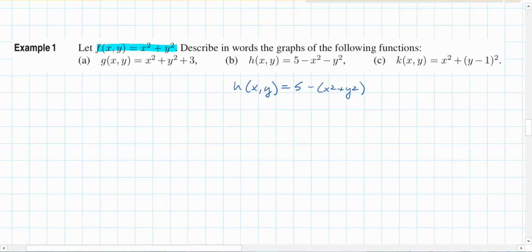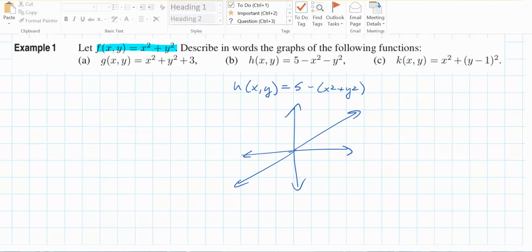It reflects, right? It was originally going up. What's it going to do? It's going to face downward, and the whole thing is going to move up 5. So if you did a really rough sketch of this, where's the top of this bowl going to be?